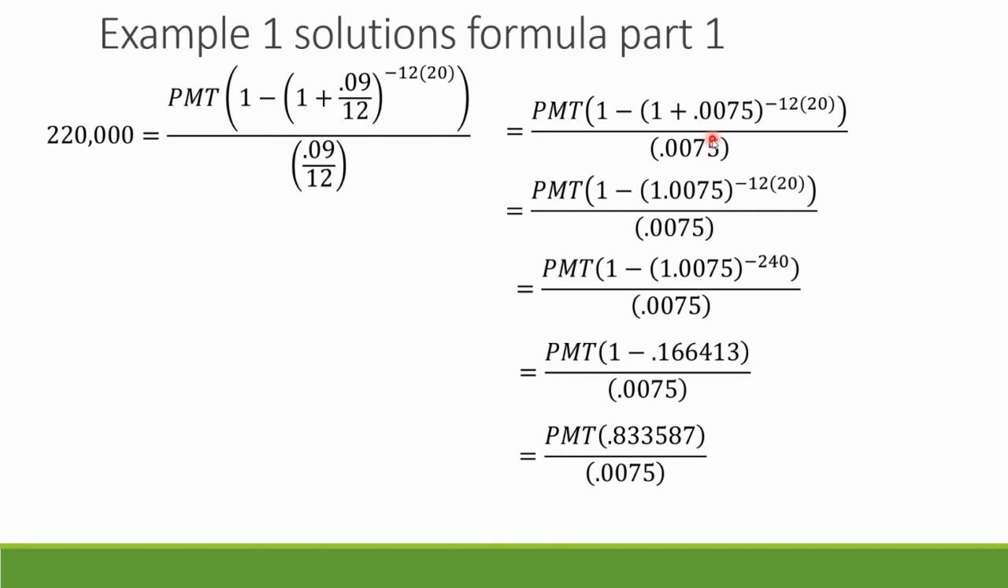For the numerator, 1 plus 0.09 over 12. 0.09 over 12, that's 0.0075. That's just no direct calculation. Good. 1 plus that is 1.0075, as you can see.